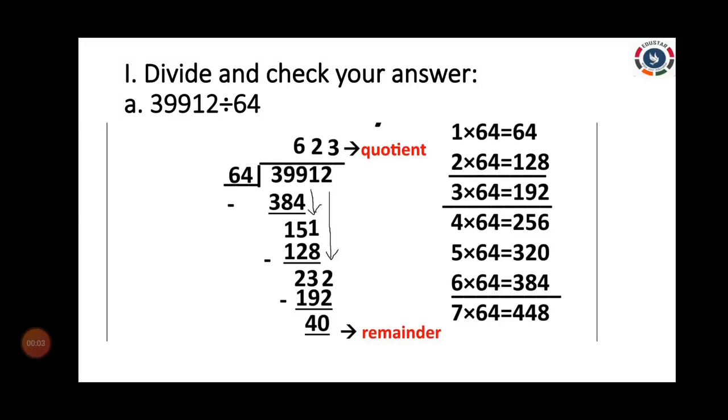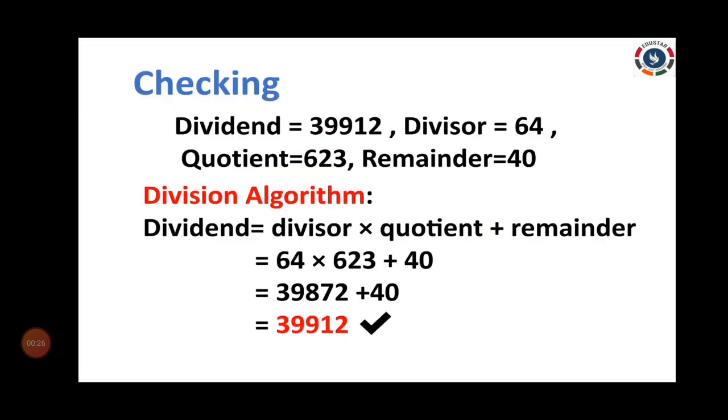Roman 1, divide and check your answer. A, 39,912 divided by 64. Write the question black in color and give the answer blue in color, and write down the quotient and remainder black in color. So 39,912 divided by 64, we are getting the quotient 623 and 40 is the remainder. And checking: dividend equal to 39,912, divisor equal to 64, quotient is equal to 623 and remainder equal to 40.